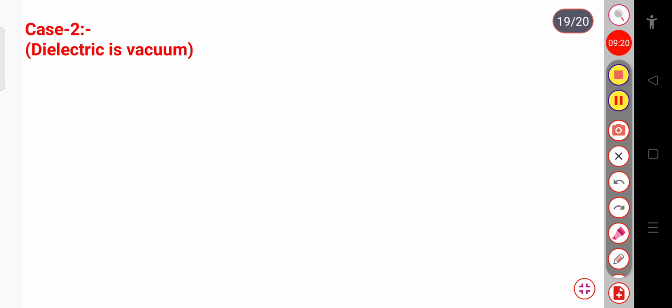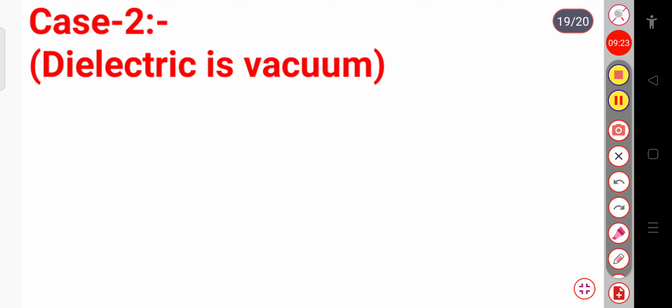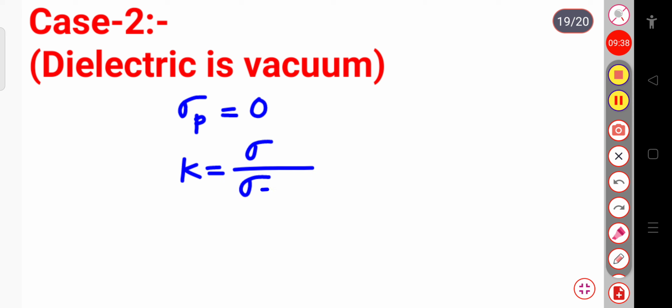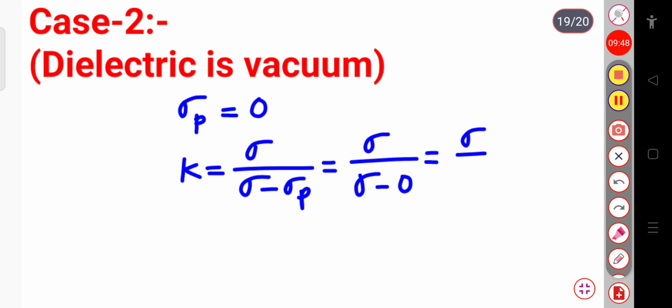In case of vacuum, no polarization occurs. So we can say that sigma P, the surface charge density due to the bound charges, will be equal to 0. So the dielectric constant K will be equal to sigma divided by sigma minus sigma P, which is sigma divided by sigma minus 0, or sigma divided by sigma. What is this sigma? Sigma is the surface charge density due to the free charges, that is the charges on the plate of the capacitor. So this is equal to 1.